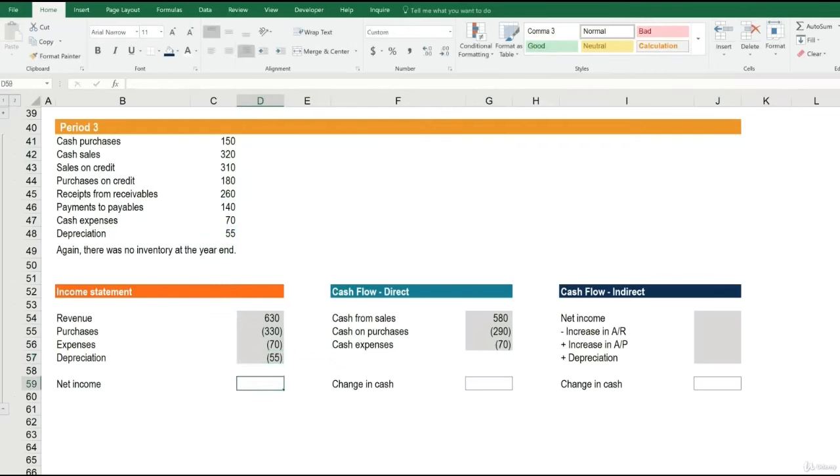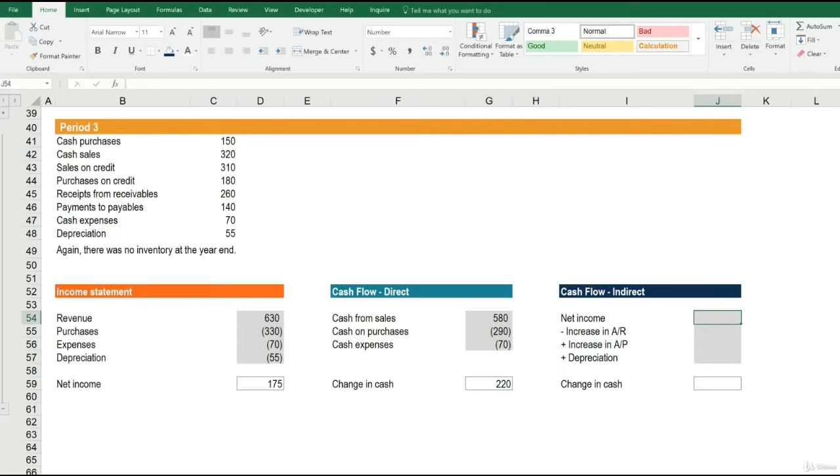And now we are able to sum up the whole income statement and arrive at the bottom line, which is net income of 170. We can then calculate the total change in cash flow using the direct method, which was 220. Now we're ready to move on and calculate the cash flow statement using the indirect method.